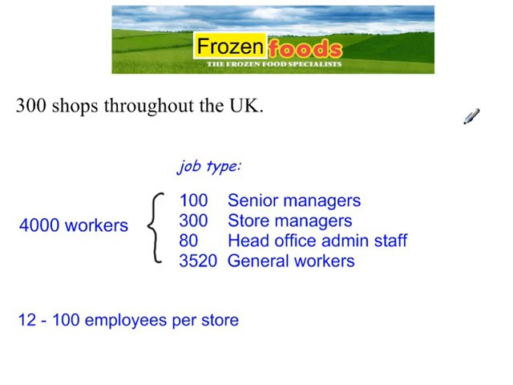Let's have a look at this context here. Using this context, we'll have a look at all of the sampling methods just described. This particular supermarket has 300 shops throughout the UK. There's 4,000 workers. These are the job types and the number of people that belong to each of these job types. Inside each store, there's about 12 to 100 employees.